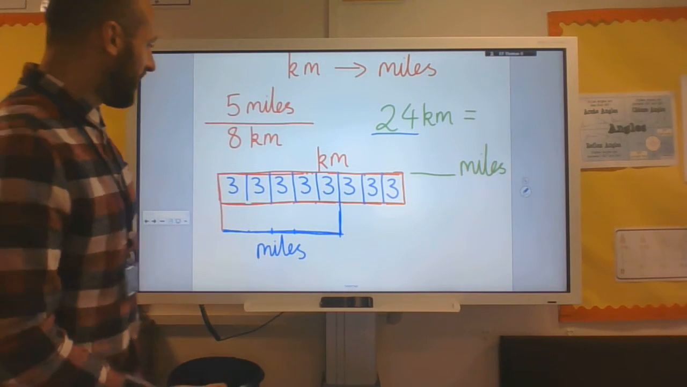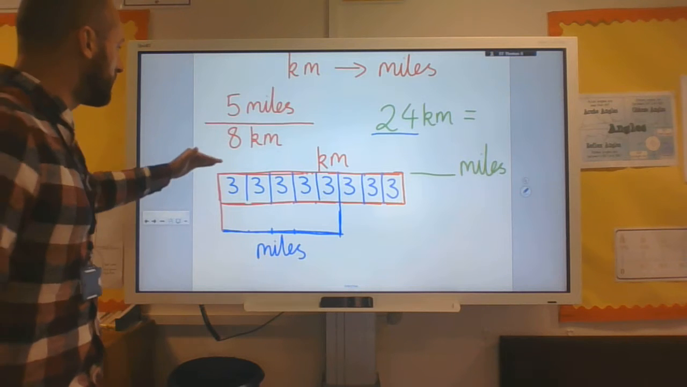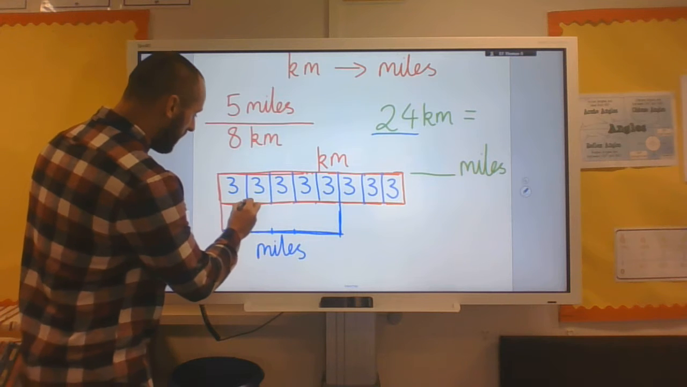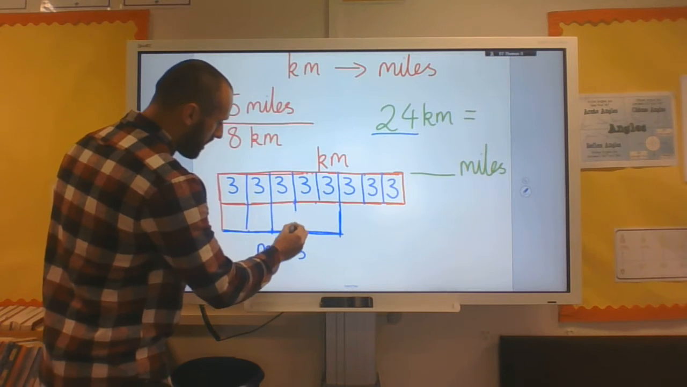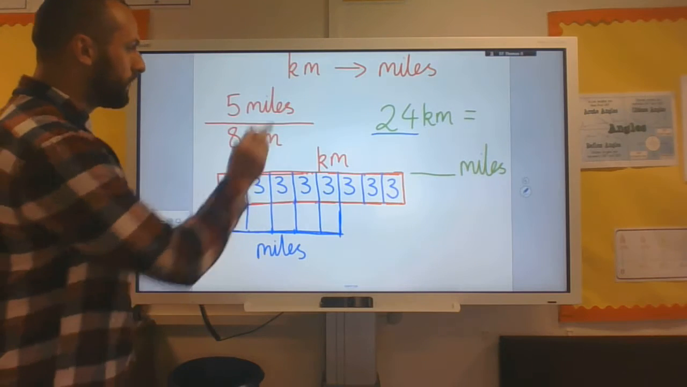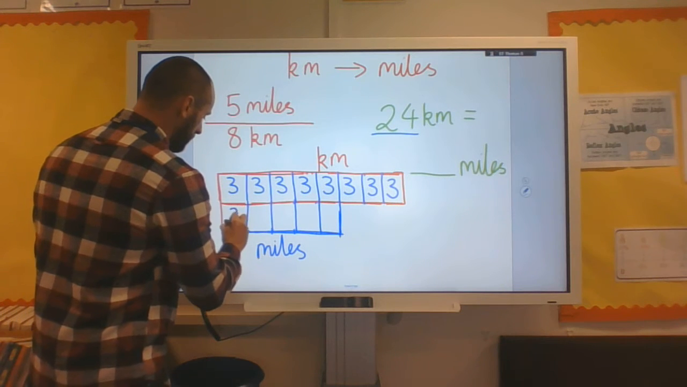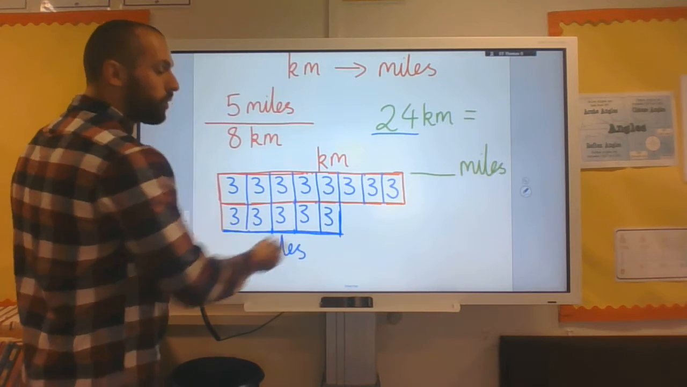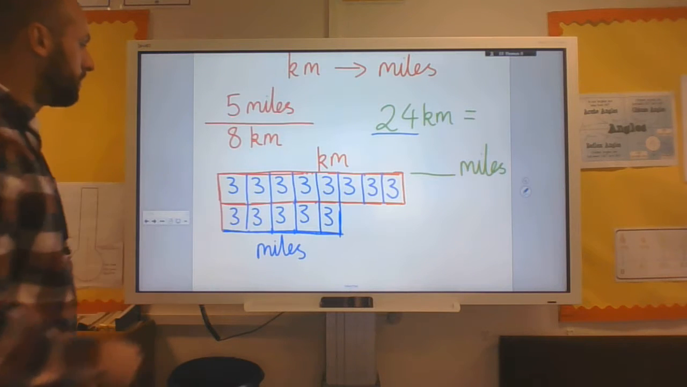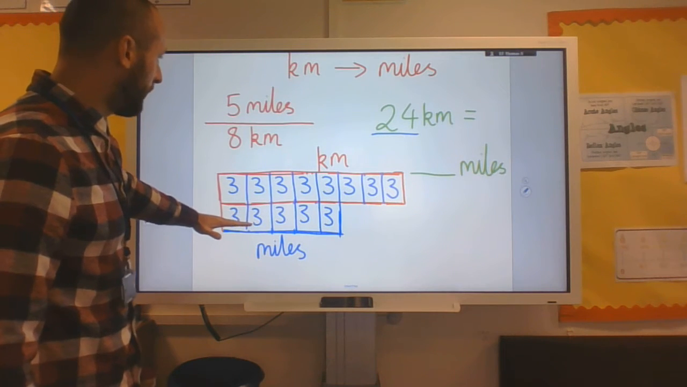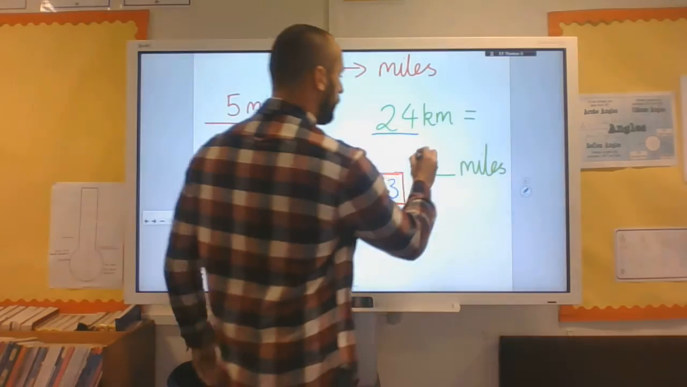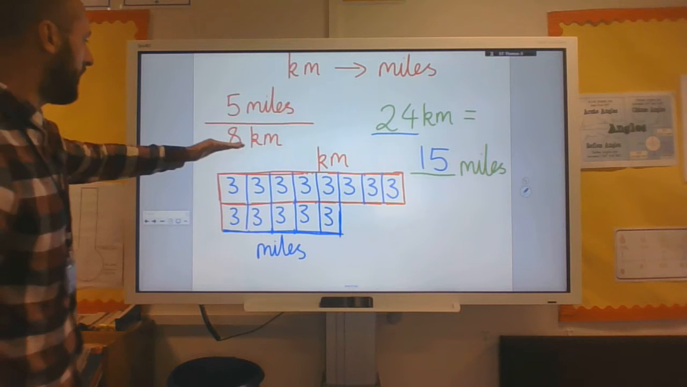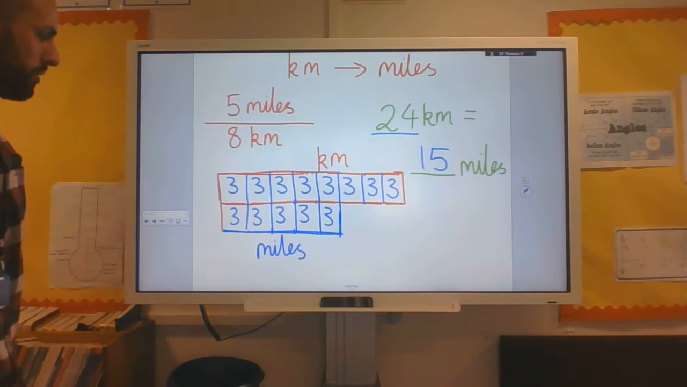Okay, and then remember we've divided by the denominator, we then times by the numerator, so we times it by 5, and that will give us how many miles there are in 24 kilometres, because remember they're equal parts. So I can now see from this that there are 15 miles in 24 kilometres.